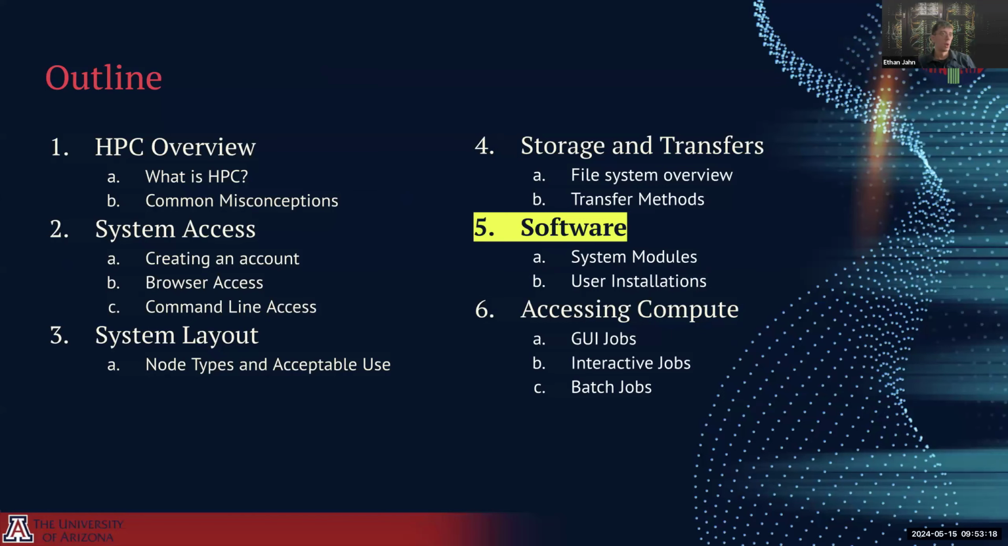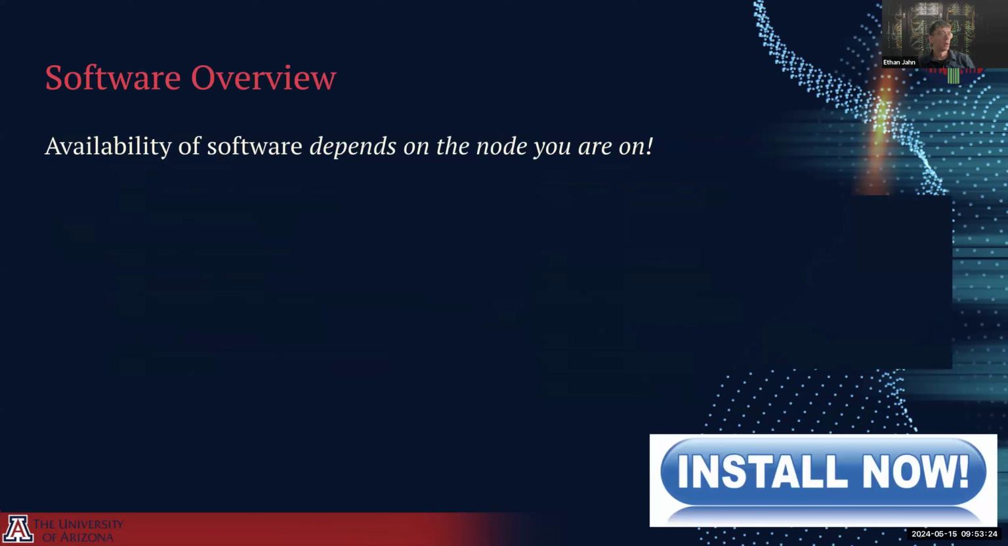So we're on section 5 now, closing in. All right, so we've covered the different types of nodes on the HPC. We've covered how to get your files onto the HPC. Now let's talk about what software is available for you to use on the HPC, or how you interact with software on the HPC.